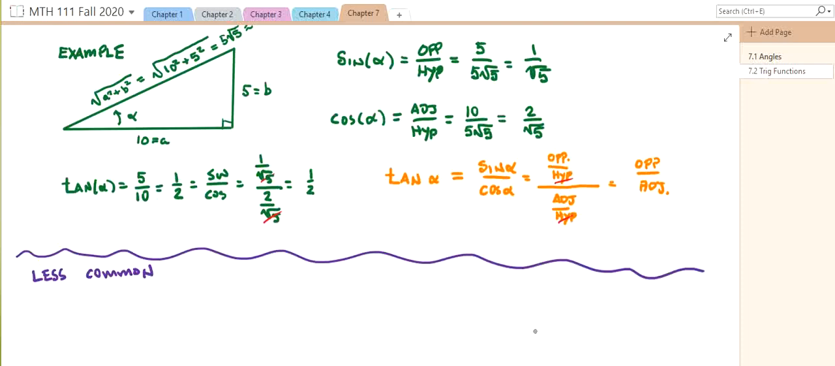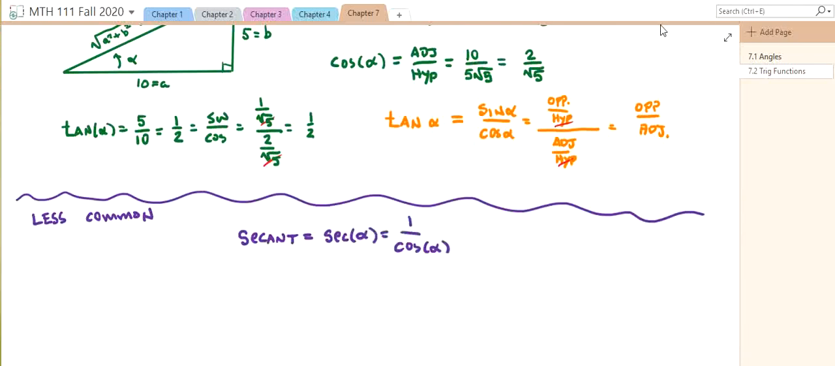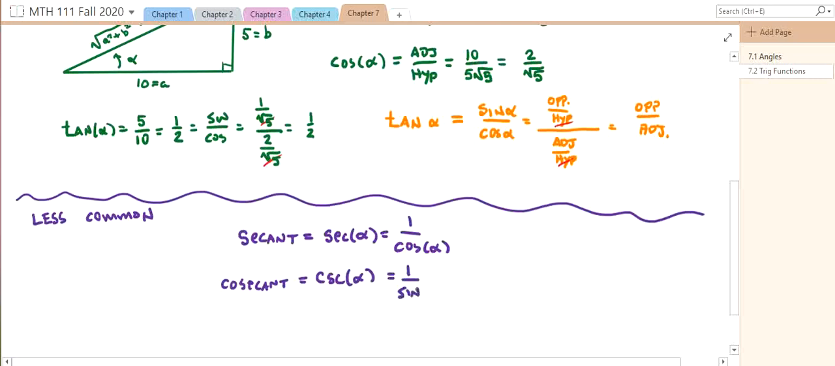Now there's some less common trig functions. Something we call the secant. And the secant is 1 over the cosine. Here I stretched this out with the abbreviation. And we have the cosecant, equals csc of alpha. This is 1 over the sine of alpha.